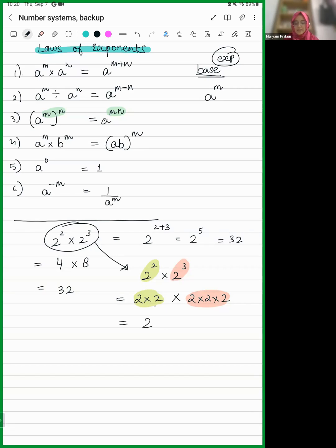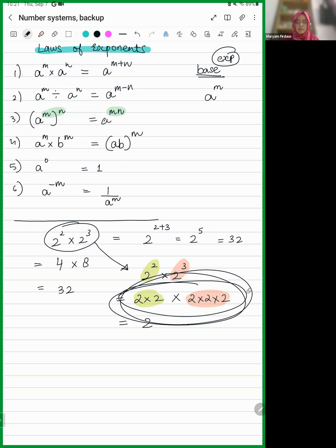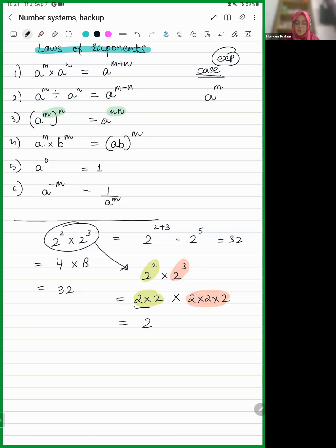You're multiplying it with itself how many times? How many times is 2 appearing in this multiplication process? 5 times, right? Because here it is 2 times and here it is 3 times. So 2 plus 3. This is how we are getting the 2 plus 3, okay?